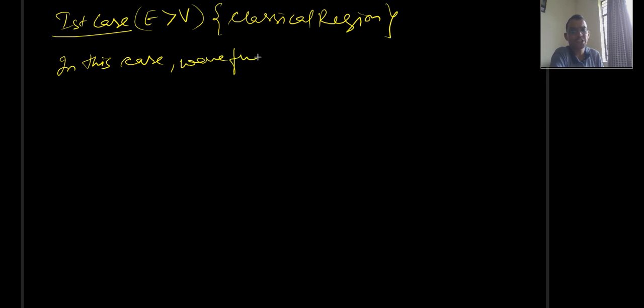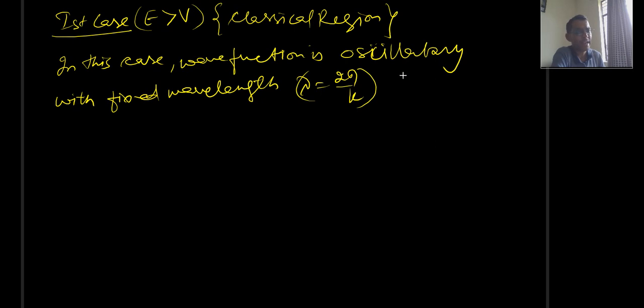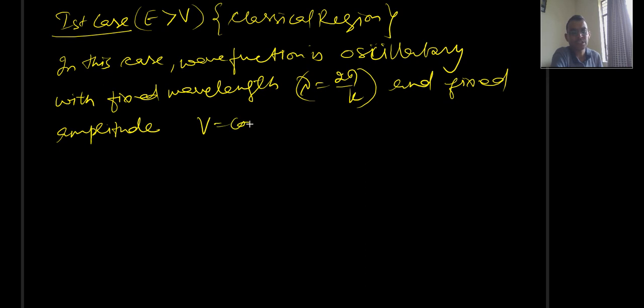Wave function is oscillatory with fixed wavelength, that is lambda is equal to 2 pi upon k, and fixed amplitude, for the case when V is constant.